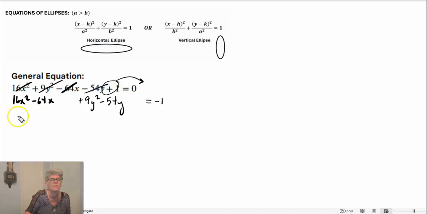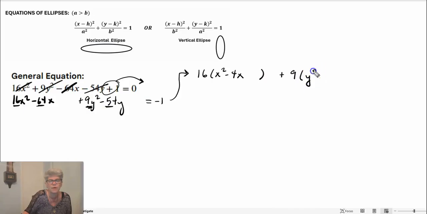Okay, now I'm going to complete the square. No, I'm not. I'm going to factor out. With this, I can factor out a 16. And that'll leave me with x squared minus 4x. And then I'm going to have a gap. And with these, I can factor out a 9. That'll leave me with y squared minus 6y, and again I'll leave a little gap, and then equals negative 1.